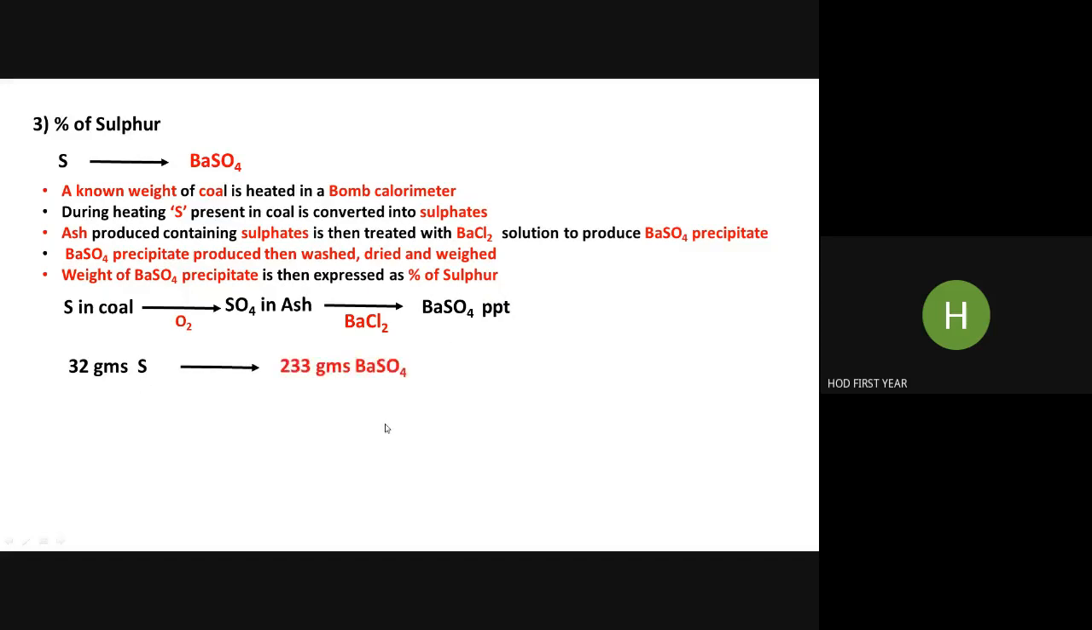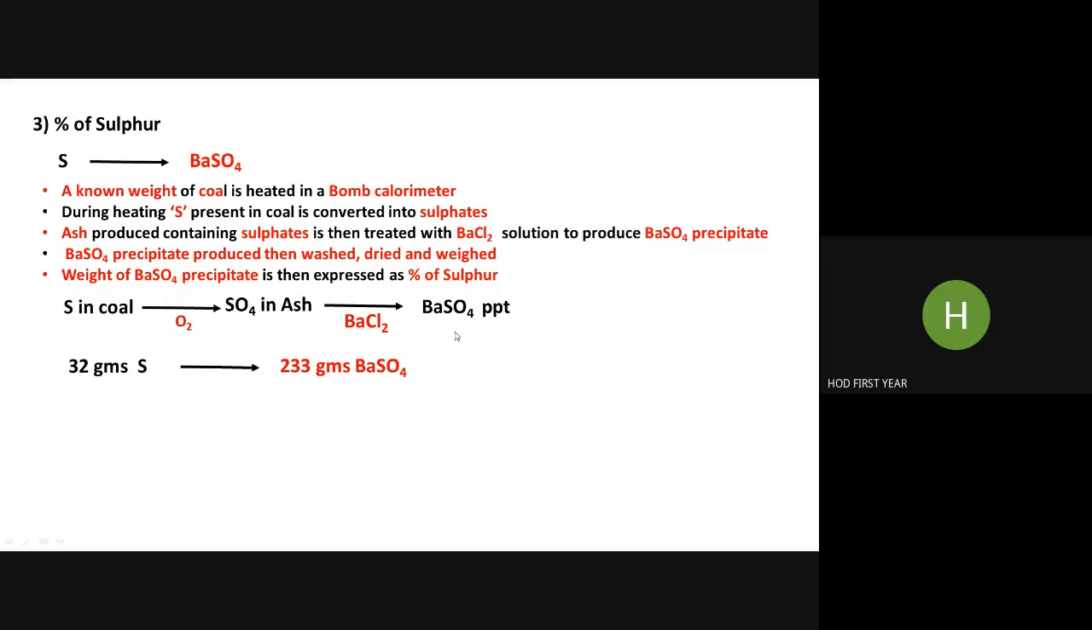So one molecule of BaSO4 means 233 grams of BaSO4. Okay, one molecule of BaSO4 means its molecular weight. Okay, molecular weight of Ba plus S plus 4 oxygen. That comes to 233 grams. So theoretically, what we can say, if we have 32 grams of sulfur, 233 grams of BaSO4 will be produced. It is a theoretical calculation according to this stoichiometric conversion.